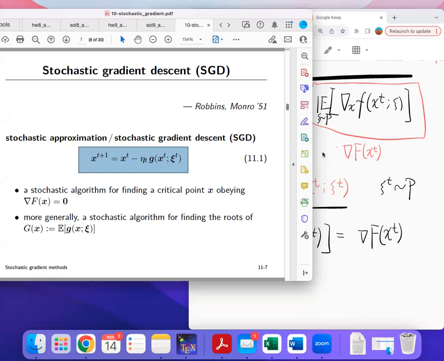This small g is called a stochastic approximation of the gradient, so we simply call it the stochastic gradient. This algorithm is called stochastic gradient descent. We are using the stochastic gradient to do the descent step. And this is one of the criteria: we want to find a stationary point of this objective function f, but we will talk about this later.